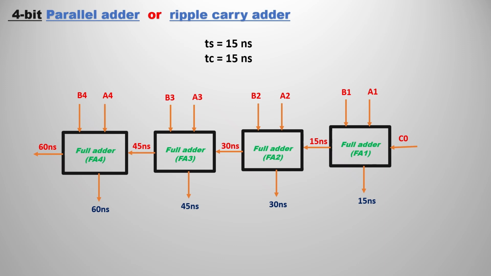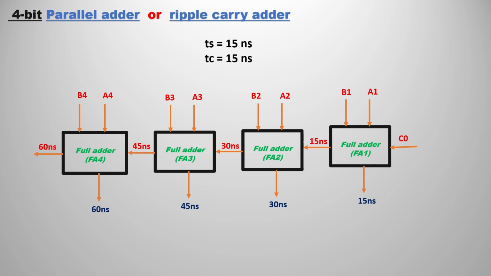For an example, let's take that TS is equal to 15 nanoseconds and TC is equal to 15 nanoseconds. This means for producing the first sum, we are going to require 15 nanoseconds, and for producing the first carry, we are going to require 15 nanoseconds. So apply the same thing for the whole circuit. We are going to have all carries and all sums at a time. So if you observe, after 15 nanoseconds we get the first carry.